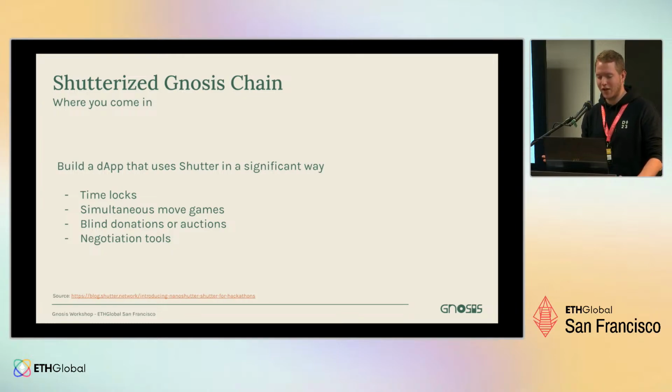Another way to come in or to win a Shutter bounty is to build a dApp that uses Shutter in a significant way. For example, you can use it to build time locks or simultaneous move games. Say you play rock, paper, scissors on chain: if you know what the other person played, then you can just win by default because you can choose the right move. This can be prevented by Shutter. Or you can build blind donations, auctions, or negotiation tools. Basically, that's a big set of applications that you could build with Shutter.